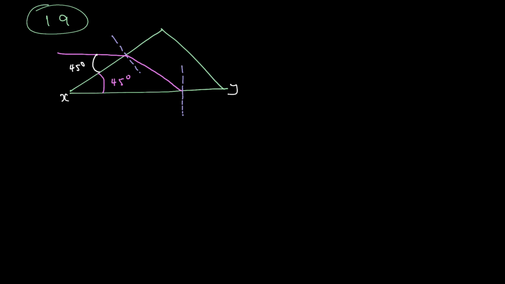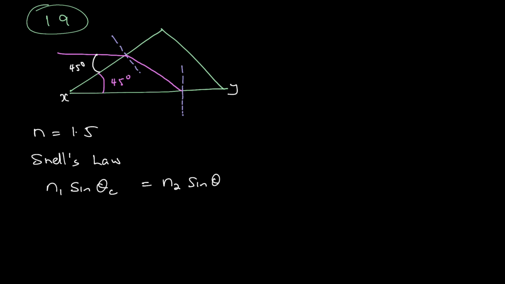First of all, I need to find the critical angle. To find the critical angle, we use Snell's law, with n equals 1.5. n1 sine theta 1 equals n2 sine theta 2, and sine theta 2 will be sine 90 degrees at the critical angle. So this will be 1 times sine 90 degrees, which is 1, and this one is 1.5 sine of the critical angle.